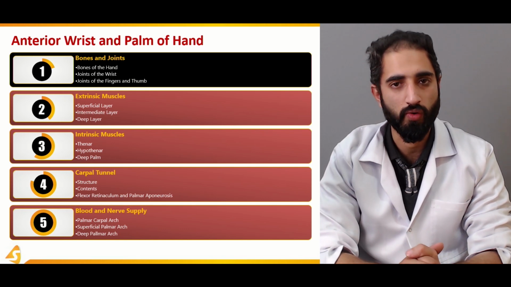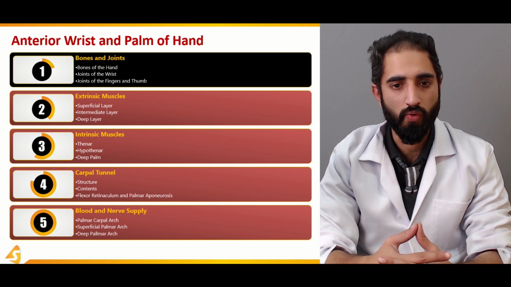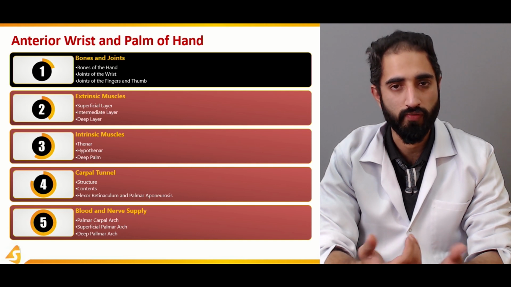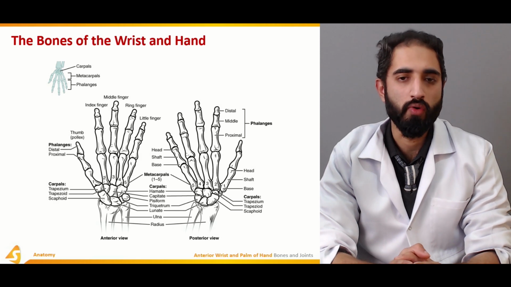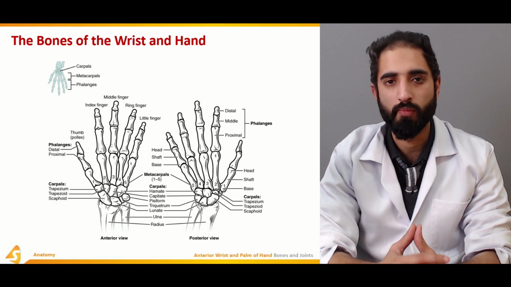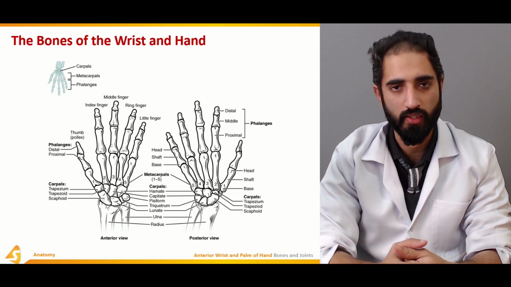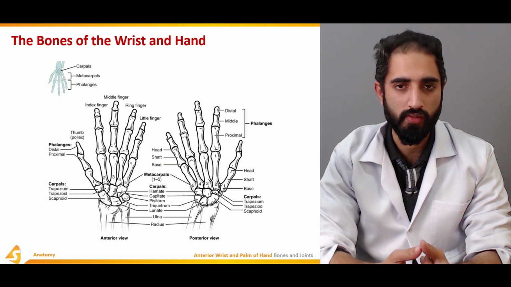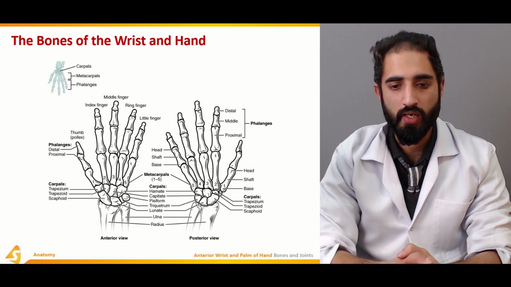In this section, we're going to talk about the bones of the hand as well as the bones of the wrist. We're also going to talk about the joints of the wrist and the joints of the fingers and the thumb. So let's take a look at the bones which are present in this region. We are mostly concerned with the ventral aspect of the wrist and the palmar aspect of the hand, but as the bones remain the same in the dorsal and ventral aspect, we are going to take a look at the different types of bones.